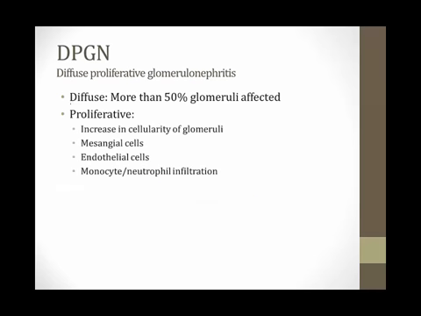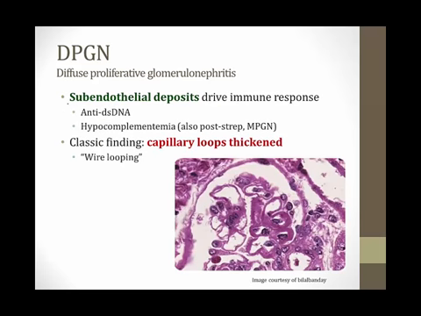So as I just mentioned, the word diffuse is in the name of the disorder because more than 50% of the glomeruli are affected. If less than 50% are affected, it's called focal. And the word proliferative is in the name because there is increased cellularity of the glomeruli. There is an increase in the number of mesangial cells, endothelial cells. There's also monocyte and neutrophil infiltration as a result of inflammation. Subendothelial deposits of immune complexes are what drive the immune response.